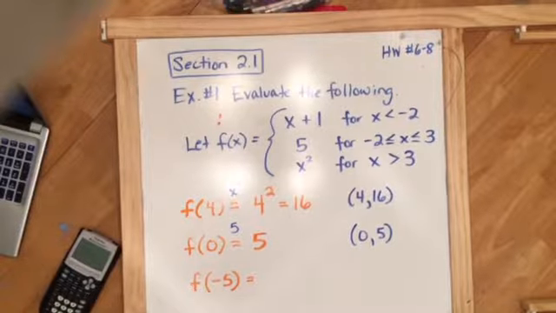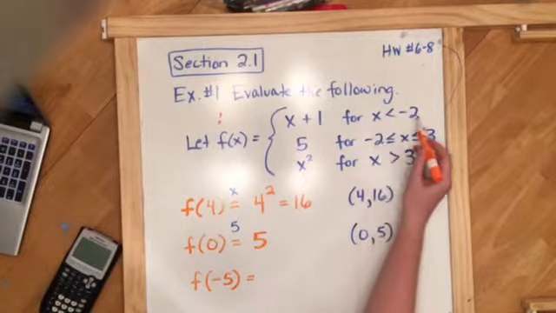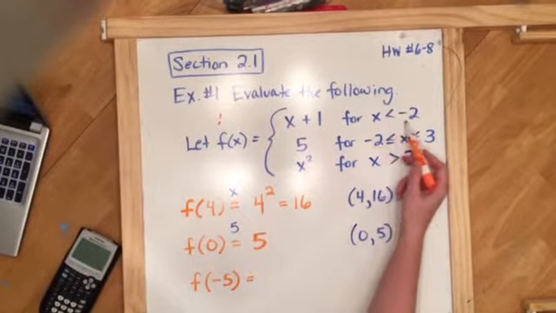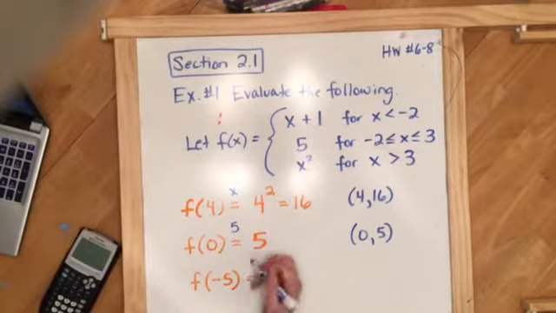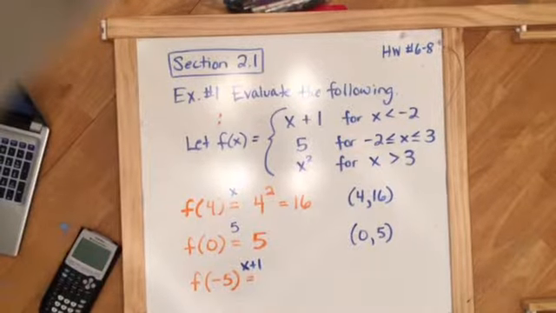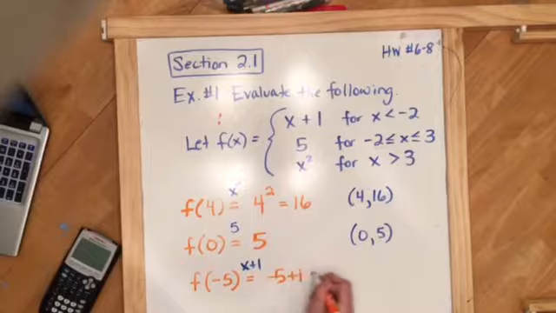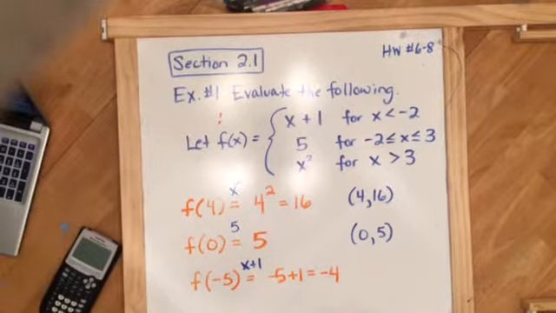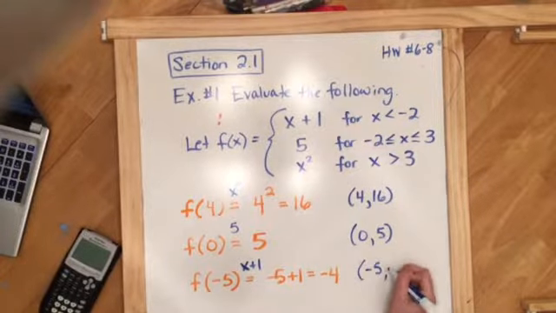And lastly, on this example, we have f of -5. Of course, -5 is going to fit into this part of the function, right? -5 is less than -2, so that works for x plus 1. So we plug in -5 for x, and we get -5 plus 1 is equal to -4. So again, our input-output here is -5, -4.